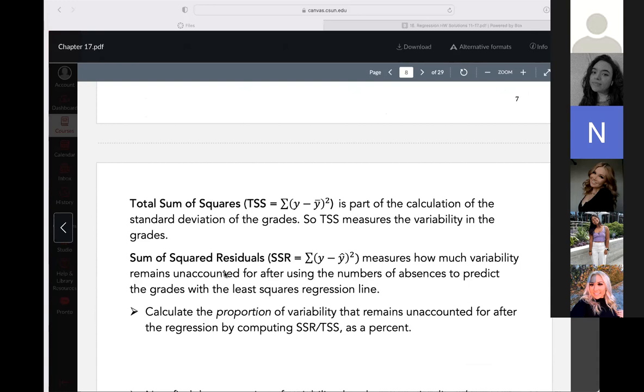The sum of squared residuals, on the other hand, measures how much variability remains unaccounted for after using the number of absences to predict the grades with the least squares regression line. So this divided by this is what is unaccounted for by the regression. It's the other 36%. So it's 1 minus the part that is accounted for, which of course is R squared.